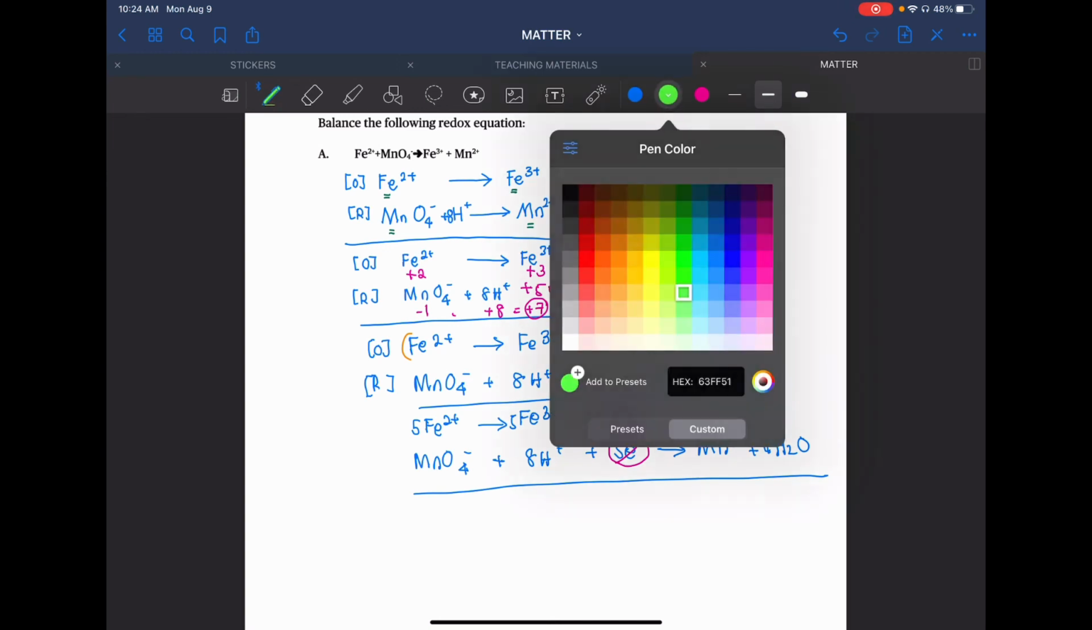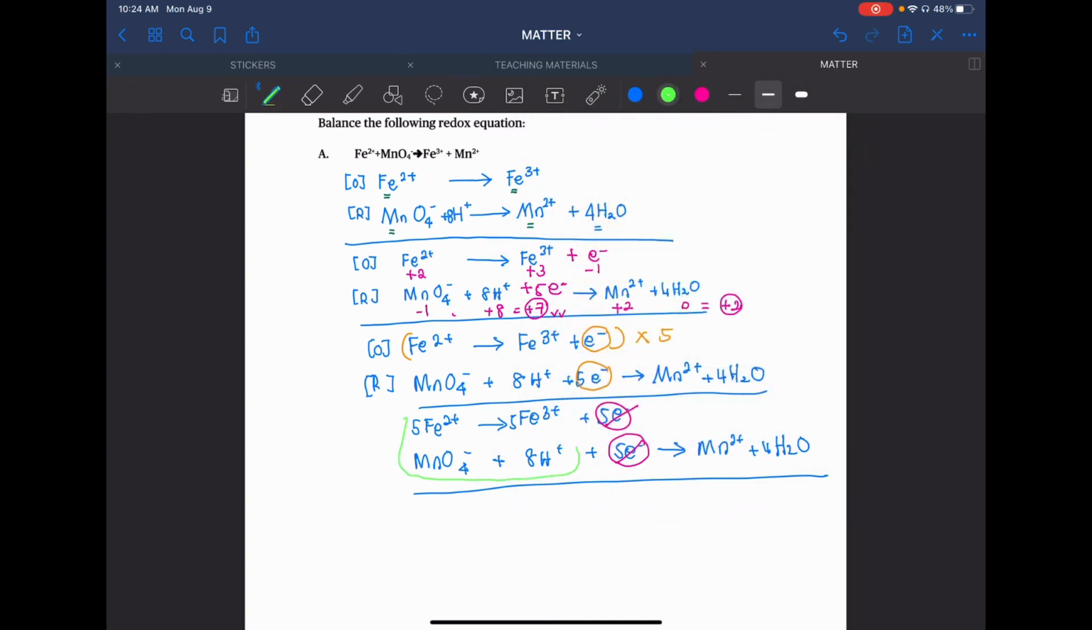So now we are going to add all of them together. Yang berada di sebelah kiri, kita akan tambah. So 5Fe2 plus MnO4 minus plus 8H plus equals to 5Fe3 plus Mn2 plus 4H2O. So maksudnya kat sini, kita tambah semua yang ada dekat sebelah kanan. Okay. So sebelah kiri pun buat benda yang sama.